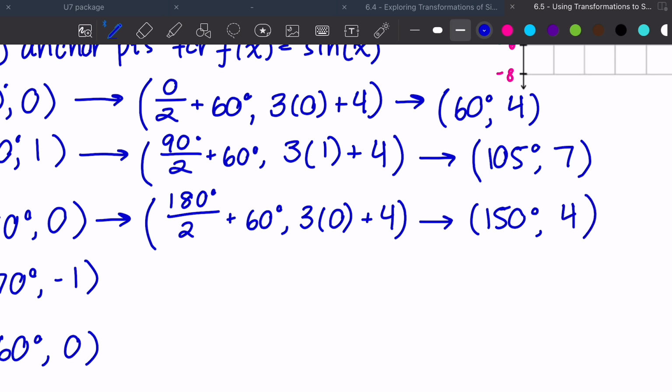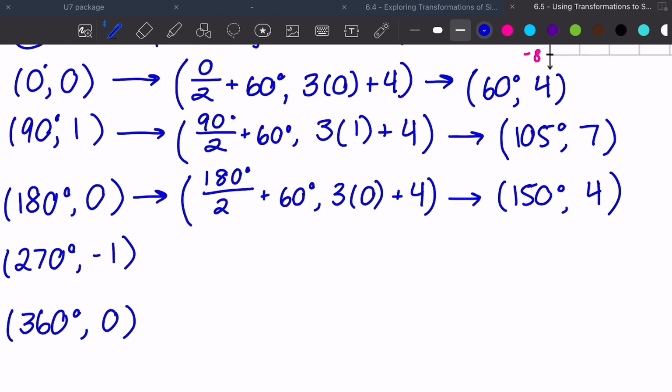So I can see that 7 is going to be my peak. It's going to be my maximum value because I've now come back down to where I started. And you'll notice that my x values, or my inputs essentially, are going up by 45: 60 to 105, 105 to 150. So each of these goes up by 45 degrees.